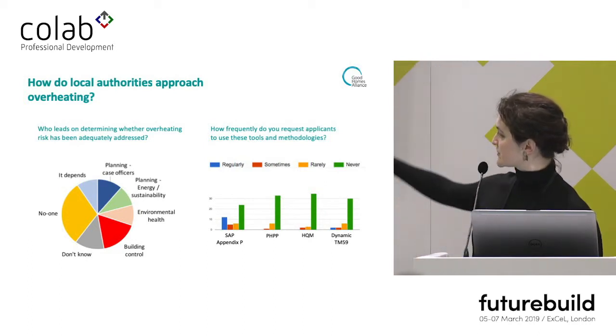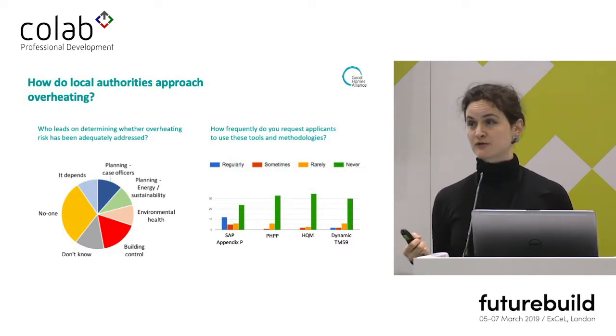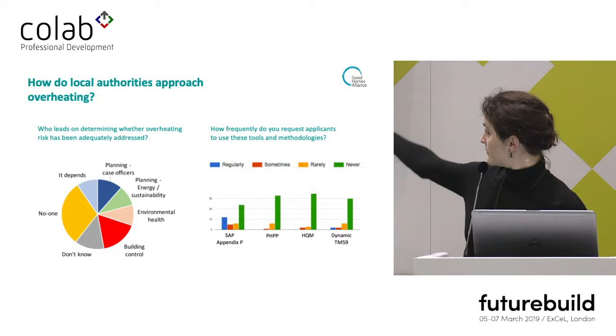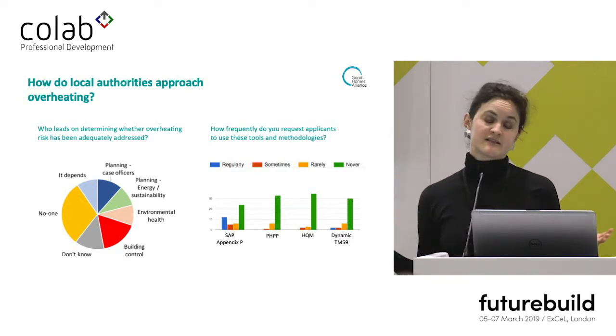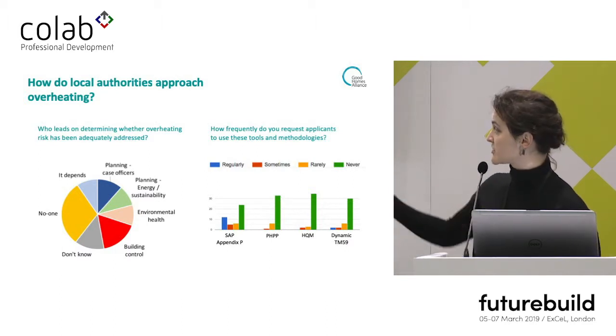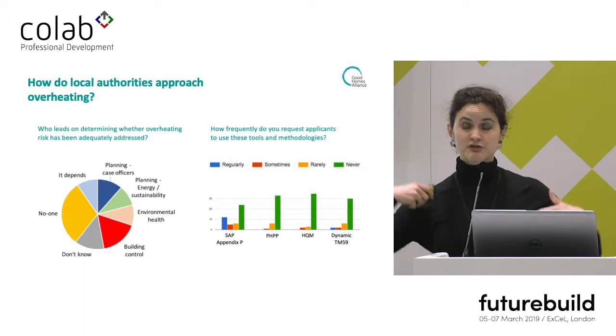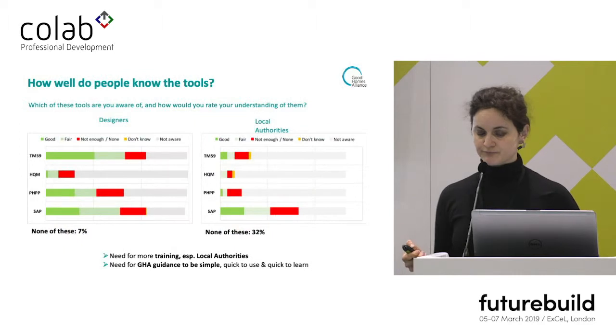And then we also asked what tools they ask and how often they ask people to use the tools. The green bars on the right-hand side is never. So the majority of local authorities just don't use these tools very much. The one that is most used is SAP, which, as we all know, has limitations in assessing overheating risk.